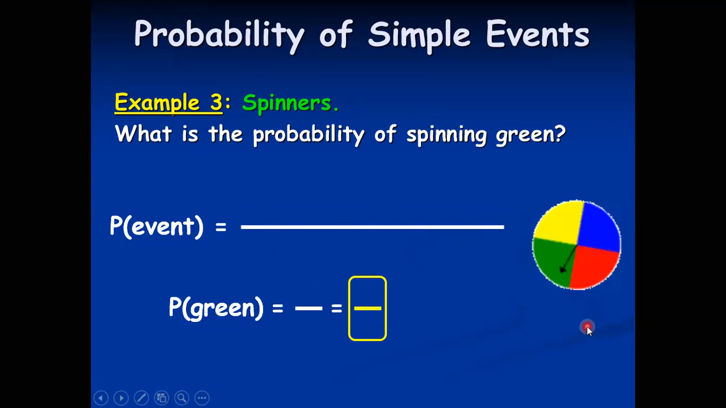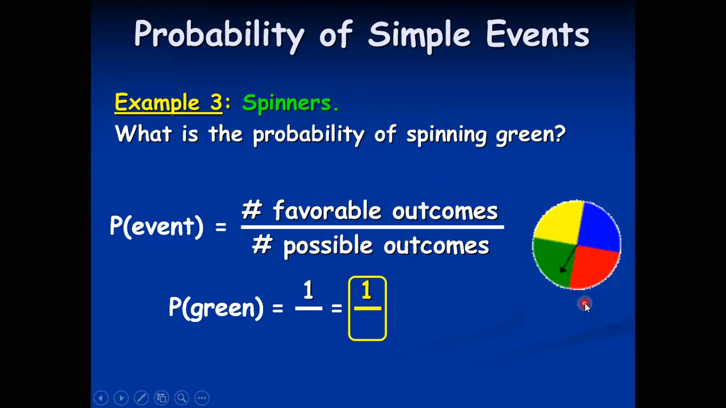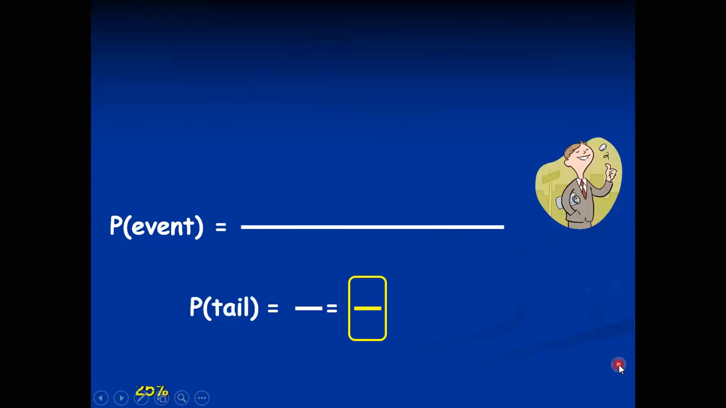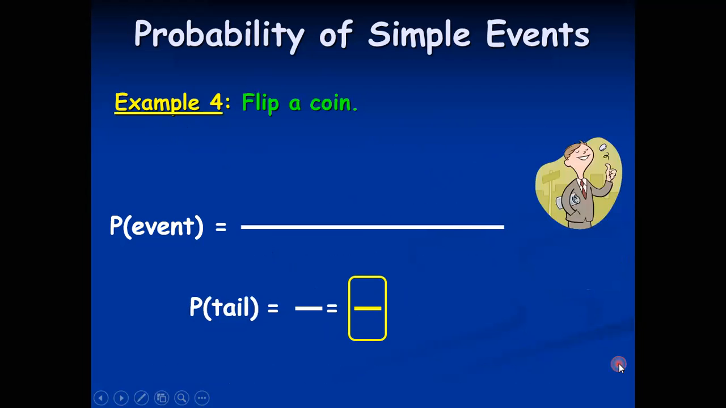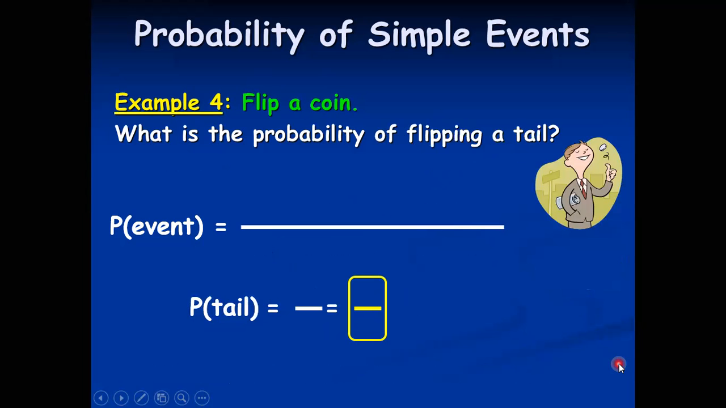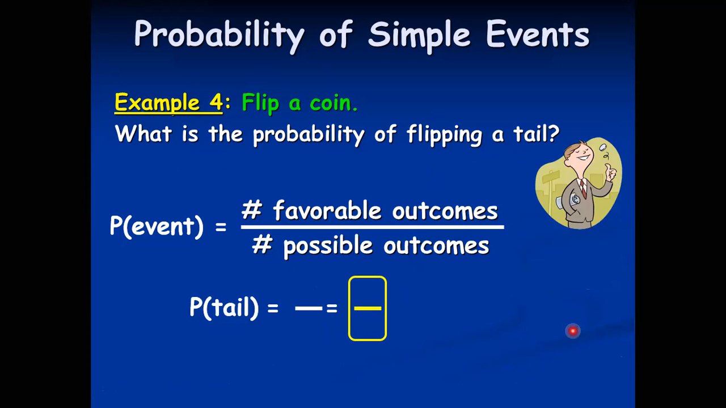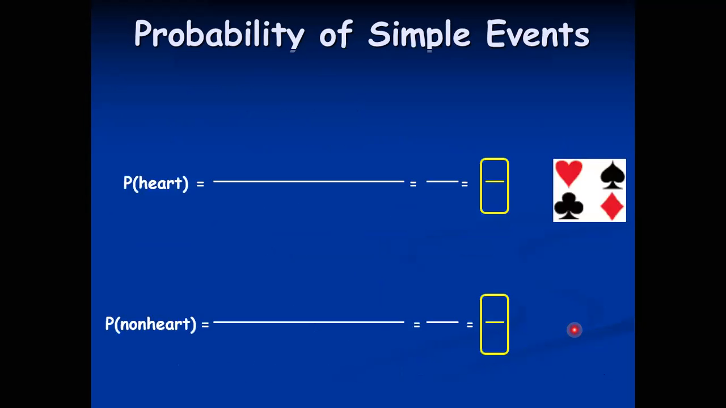If you look at spinning, what is the probability of spinning green? There is 1 green, and out of the 4 colors, it's only 1 which is green. So the answer is 1 out of 4, which is 25%. If you flip a coin, of course, a coin has 2 faces. It has a head and a tail. If they ask the probability of tossing a tail, because there is only 1 tail and the possible outcomes are only 2 faces, the answer is 1 out of 2, or what you can call a half or 50%.